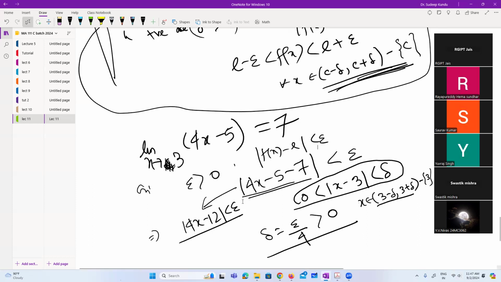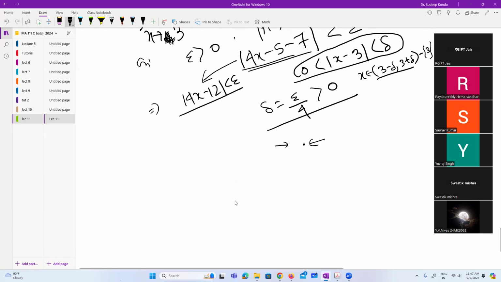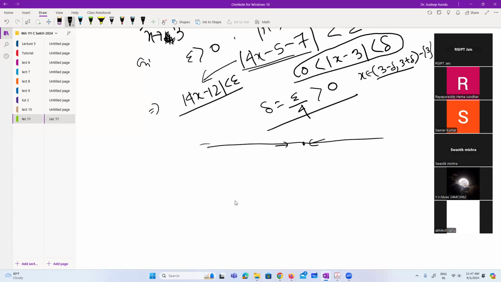Now, in the real line you can approach any point either from this side or this side, right? So one-sided in the real line. What do you mean by one-sided limit?